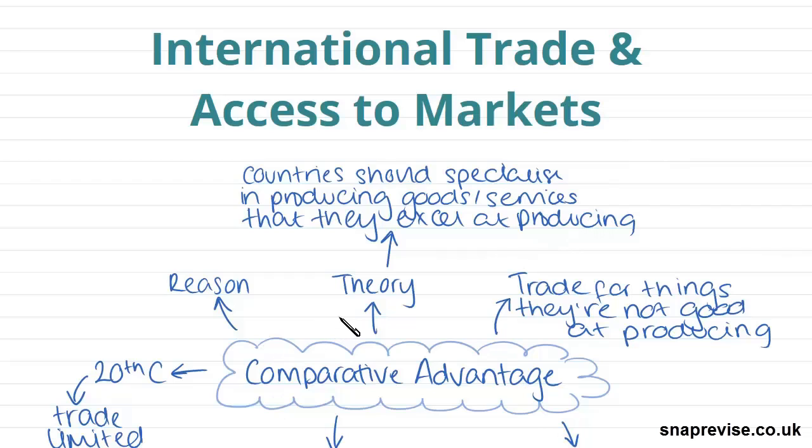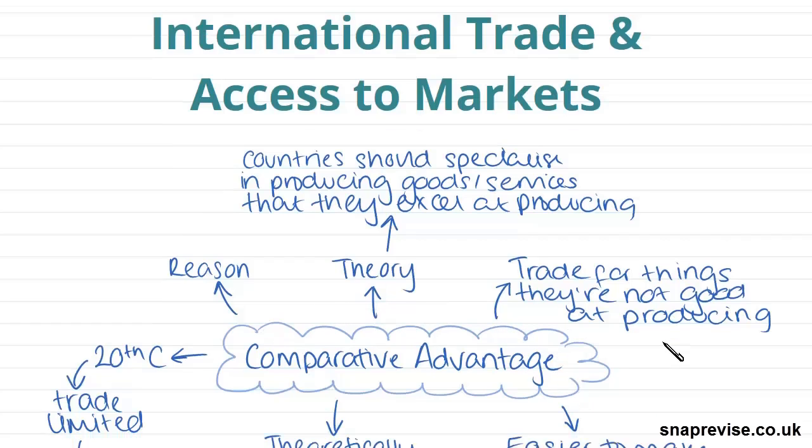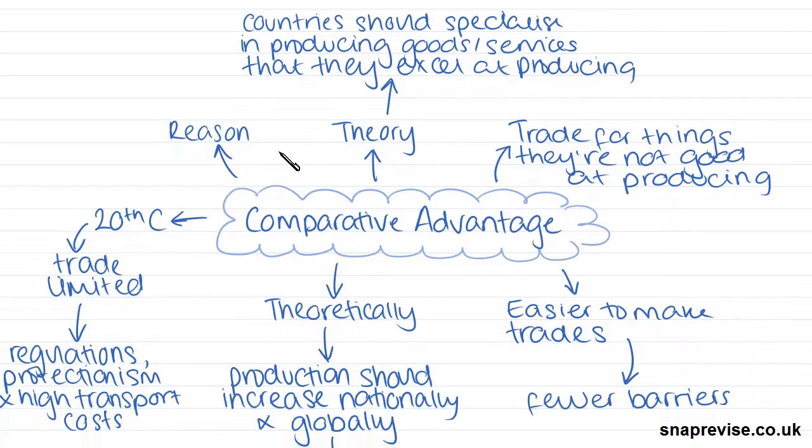And firstly, we're going to begin by looking at what is comparative advantage. Comparative advantage is essentially the reason why countries trade with each other. The theory behind it is that countries should specialise in producing goods or services that they excel at producing, which means the things that they are good at producing. And this means that by producing those things, they can then trade for the things that they aren't good at producing.